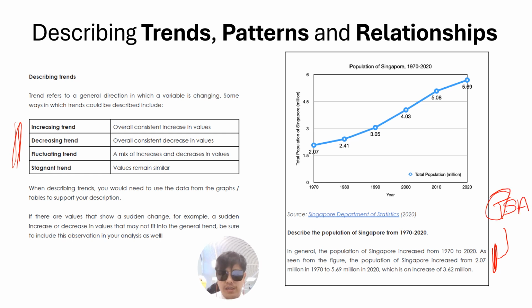So in the trend, what do you need to have? Firstly, always look at the dates from 1970 to 2020. Follow the question requirement, and after which, talk about the trend. Has the trend increased? Has the trend decreased? Is the trend fluctuating, or is the trend stagnant? And then after which you give me your evidence to support your trend. So this is pretty straightforward.